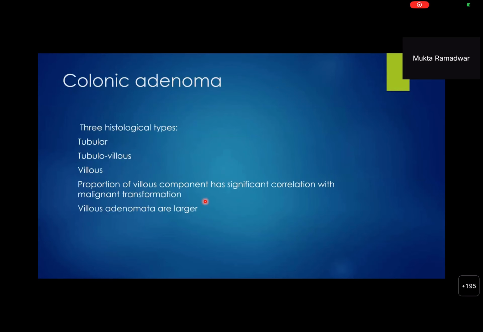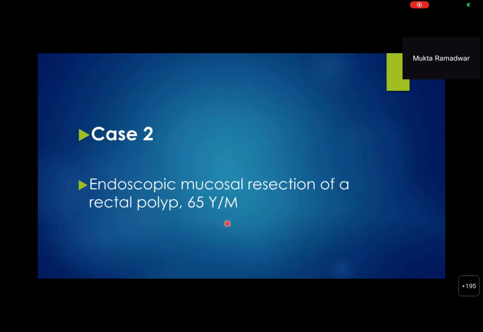So we have three histological types: tubular adenoma, tubulovillous adenoma, and villous adenoma. We just saw an example of a tubulovillous adenoma. The proportion of villous component has significant correlation with malignant transformation, and villous adenomas are generally larger in size. Let us move to case number 2.